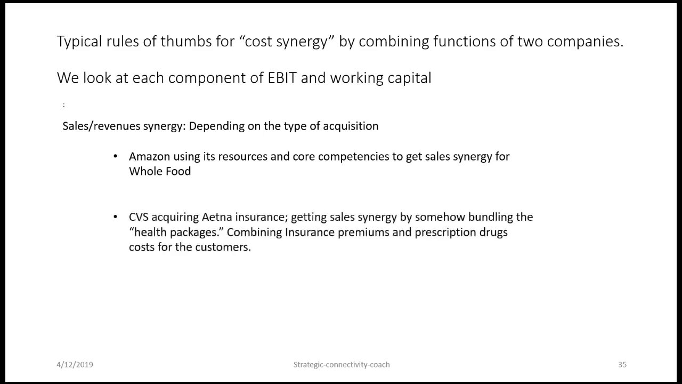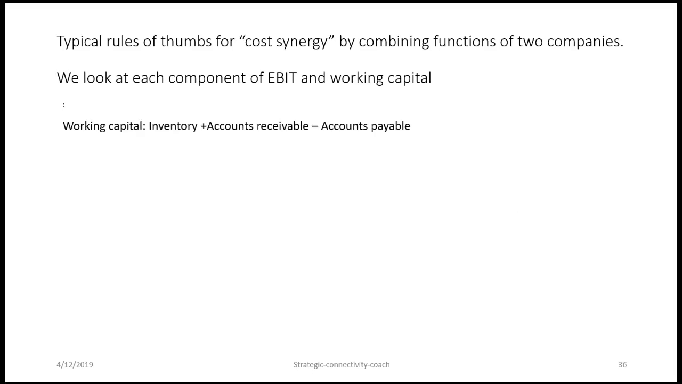CVS acquiring Aetna Insurance, for example, maybe getting sales synergy by somehow bundling the health packages, combining insurance premiums and prescription drugs for the customers. Maybe you can have more customers now because you're packaging it and providing more value to your customers.